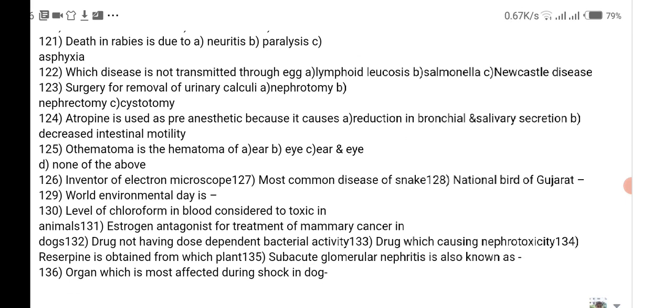Othematoma is hematoma of, inventor of electron microscope, most common disease of snake, National Bird of Gujarat, World Environmental Day, level of chloroform in blood considered to be toxic in animals, estrogen antagonist for treatment of mammary cancer in dogs, drug not having dose-dependent bactericidal activity, drug which causes nephrotoxicity. Aminoglycosides also cause ototoxicity and nephrotoxicity. Reserpine is obtained from which plant? Subacute glomerular nephritis is also known as, organ which is most affected during shock in dog is.